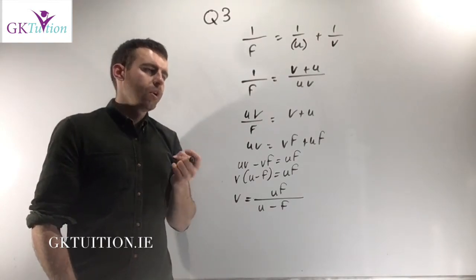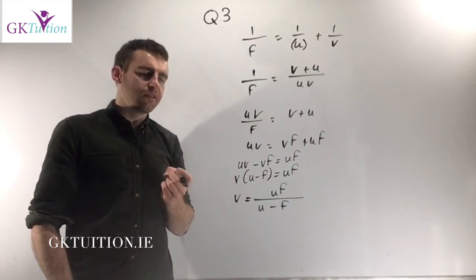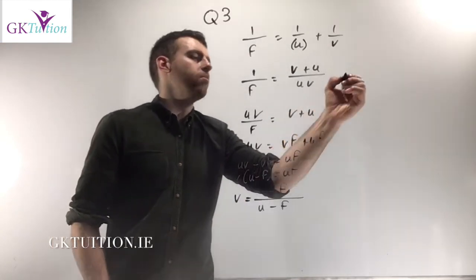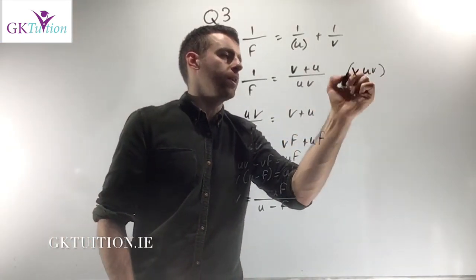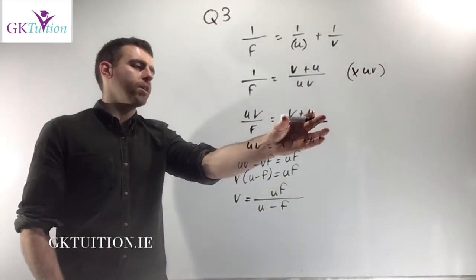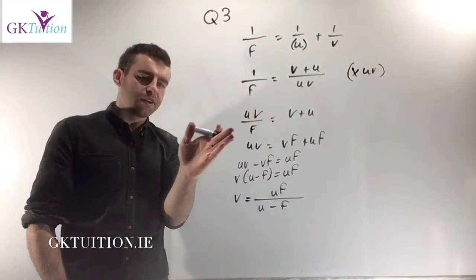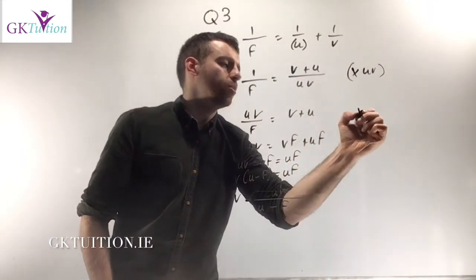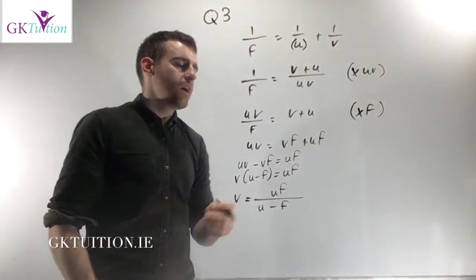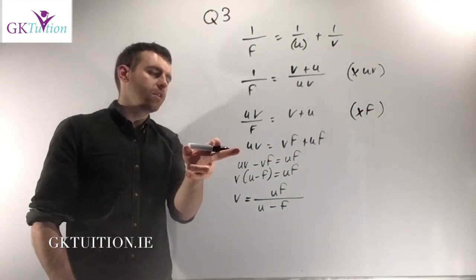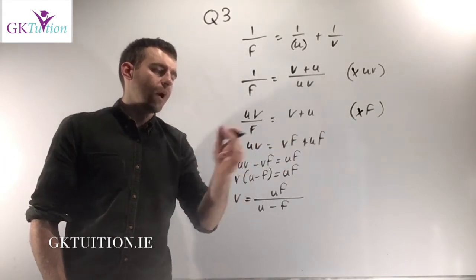What I decided to do then was to eliminate the fraction on the right hand side by multiplying both sides by uv. In which case I end up with no fraction on the right and I end up with a uv on the left. I then want to eliminate the fraction on the left, so I decided to multiply both sides by f, in which case the fraction on the left is gone and I'm left with vf plus uf.